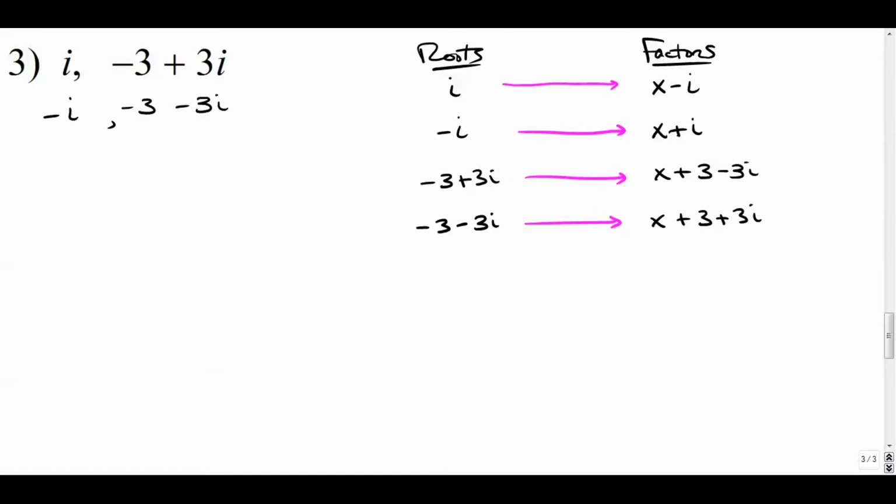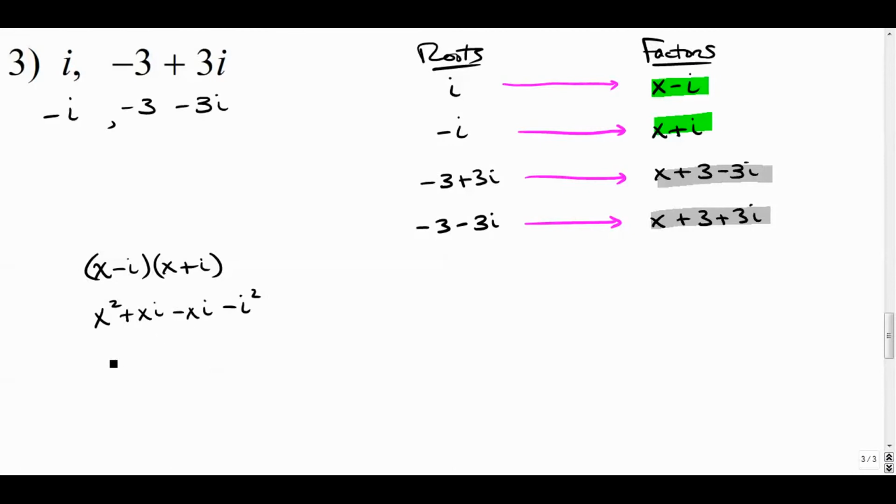And again, these are partners and these are partners. So let's multiply them together. x minus i, x plus i. Plus xi minus xi minus i squared. Now the middle terms cancel. Positive xi minus xi, they cancel. Negative i squared is actually a negative 1. Remember, i squared equals negative 1. So negative 1 is positive 1. That's what we get when we multiply the greens together.